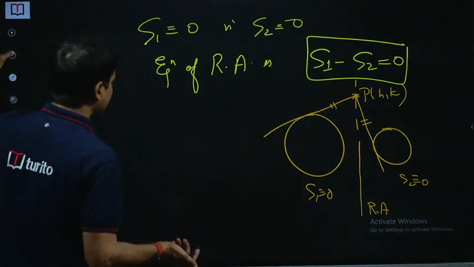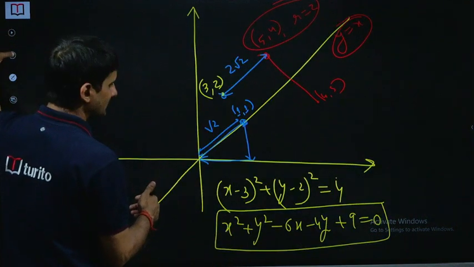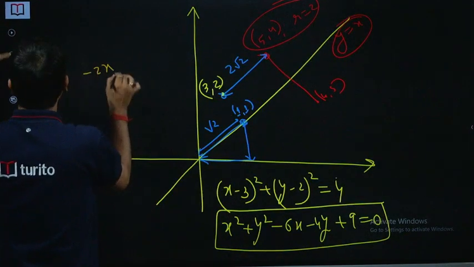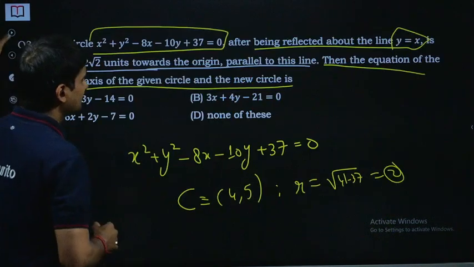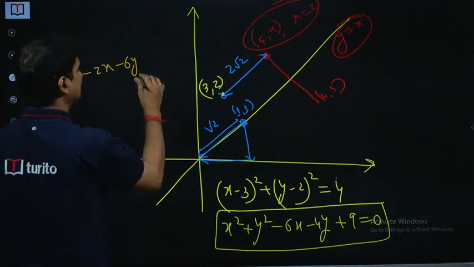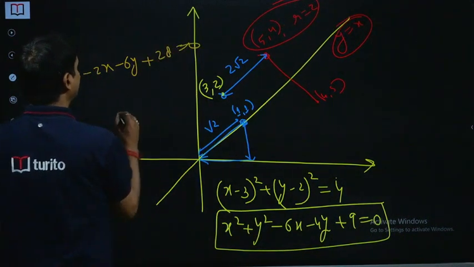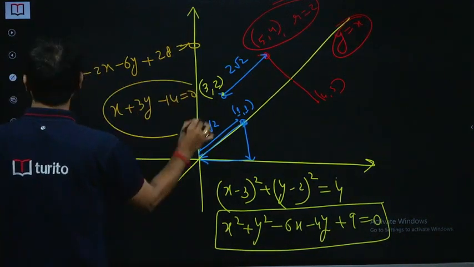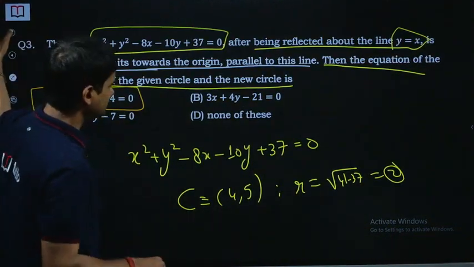So now that's simple. You have to just subtract the second one from the first one. So it's minus 8x, minus 2x here, and then plus minus 6y here, and then 37 minus 9 is how much? I think 28, plus 28 here. So it's x plus 3y minus 14 equal to 0. So that should be the answer. So x plus 3y, A1 is the option here. So that should be the answer.